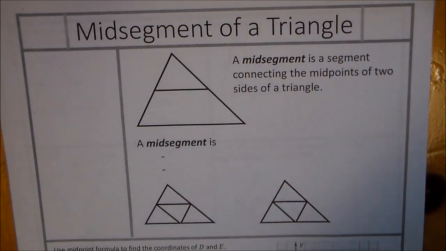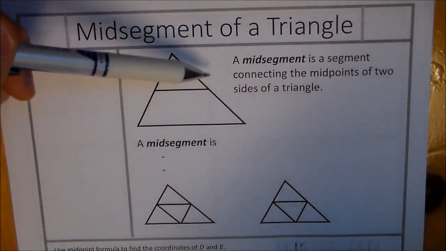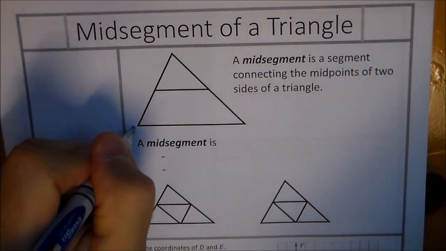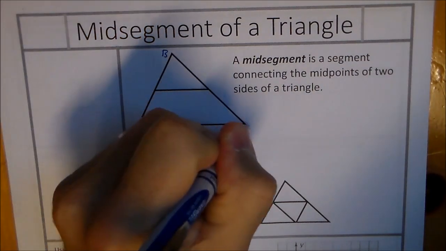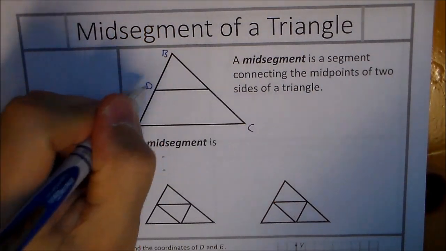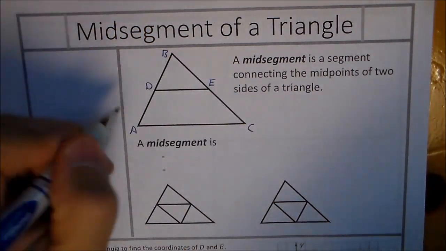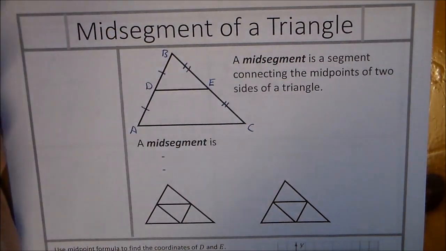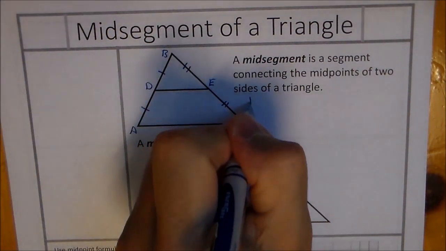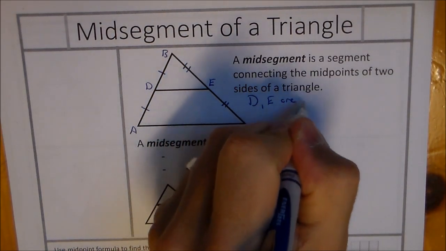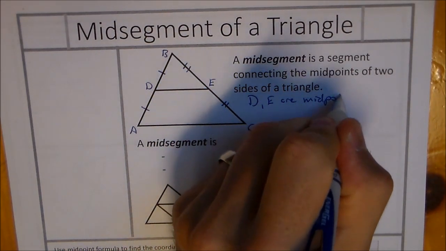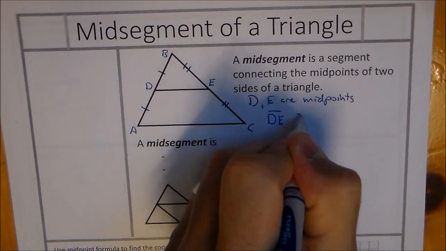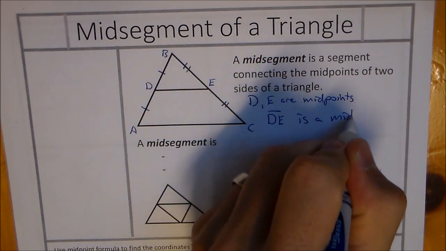So we're looking at a midsegment of a triangle. A midsegment is a segment connecting the two midpoints of the sides of a triangle. So I'm going to start with my triangle A, B, C, and I'm going to have midpoints D and E. Since those are midpoints, I'm going to label them to show that they are midpoints. So D and E are midpoints. That means that segment DE is a midsegment.